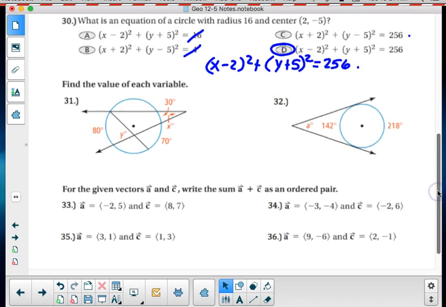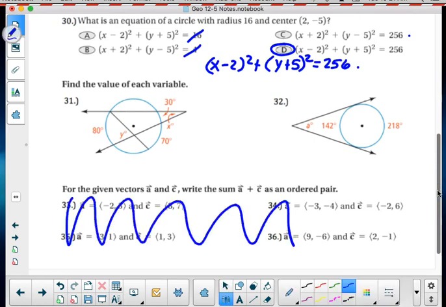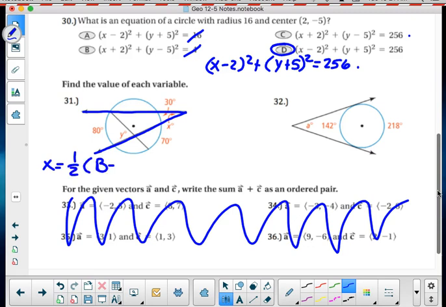My last two problems here, because we were supposed to skip 33 to 36, involve two different ones. In 31, I'm looking at a secant and a secant coming together outside the circle. I want the angle value, x, and that secant is 1/2 big arc minus little arc. So I've got equals 1/2 of 80 minus 30. So it's going to be 25. 25 degrees is my x value.